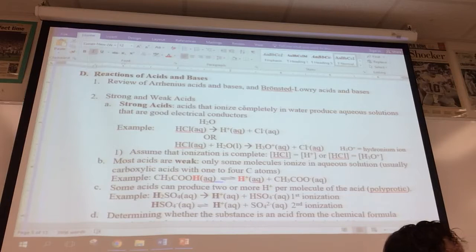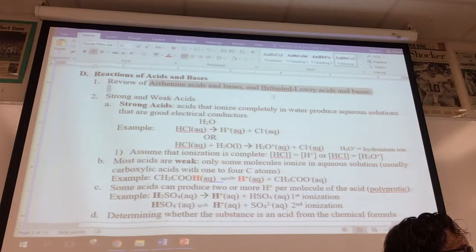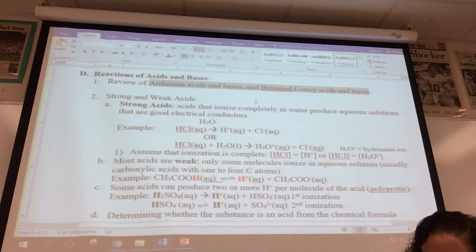All right, the first thing we want to do is review some basic definitions. Arrhenius acids and bases and Bronsted-Lowry acids and bases. So let's take a look here. Let's think back to honors in regard to the Arrhenius definition.